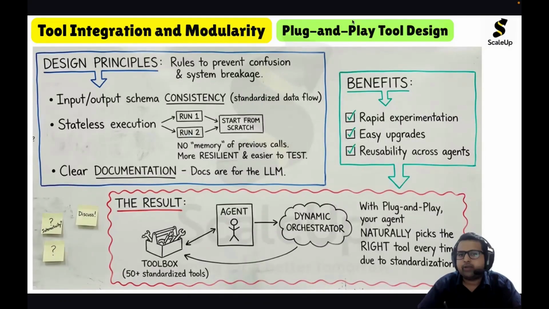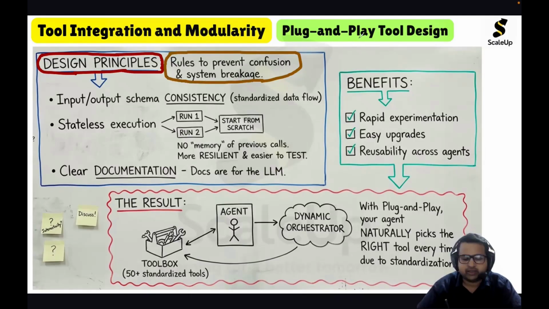Now let us look at plug and play tool design principles. Design principles are the rules you follow to ensure the agent does not get confused or break the system. They are very important rules to prevent confusion and system breakage.